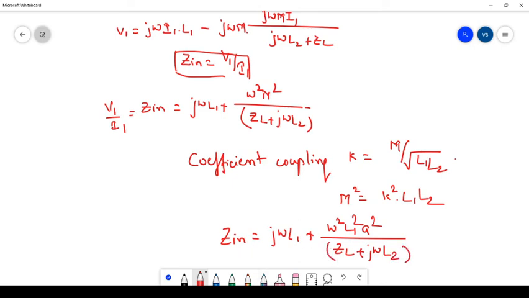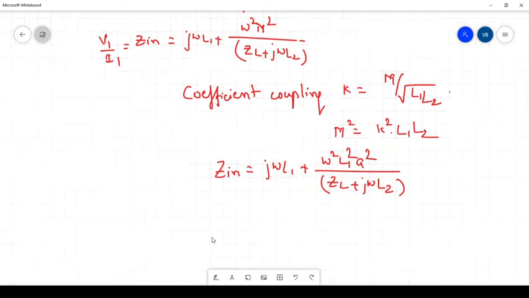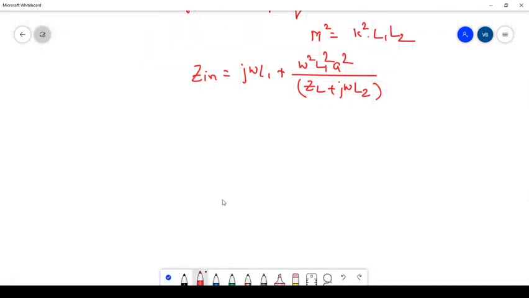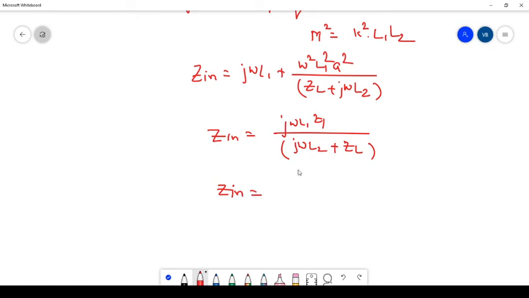Okay, so here, by this one, what you can observe is that directly Zin we can get as jωL1 Z1 by jωL2 plus ZL. So Zin value, if we neglect this one, then jωL1 into Z1 by jω a² L1. So here a² will cancel out, so Z1 by a² you can get.